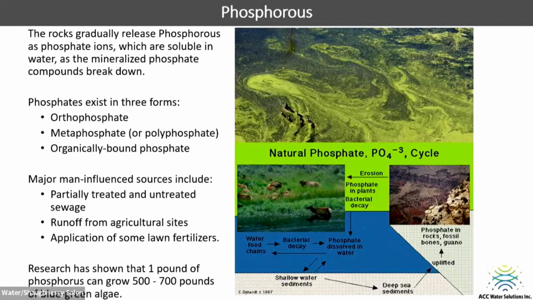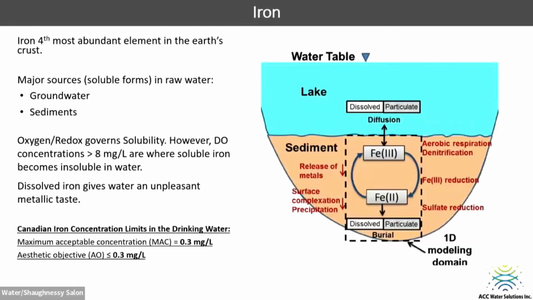If we are providing enough oxygen to the bottom of the sediment, it will decay all the organic phosphorus and convert it from sediments to the water body. And if not enough iron is present to bind it with oxygen, then it will release more phosphorus into the water body instead of keeping it in the sediment. Major sources are partially treated and untreated sewage, runoff from agriculture sites, and application of lawn fertilizer.